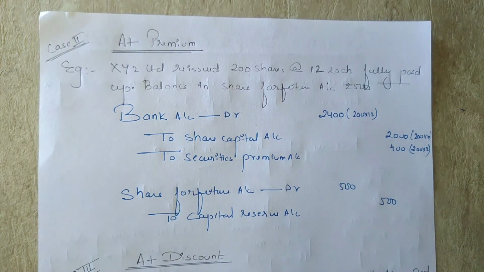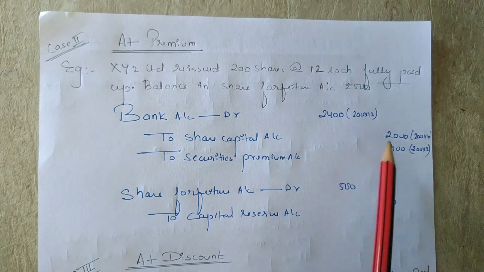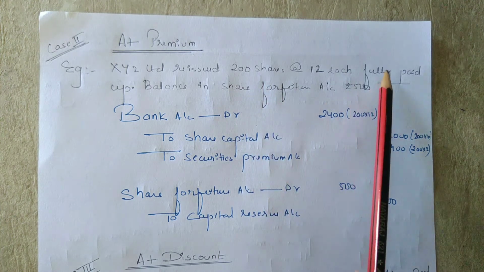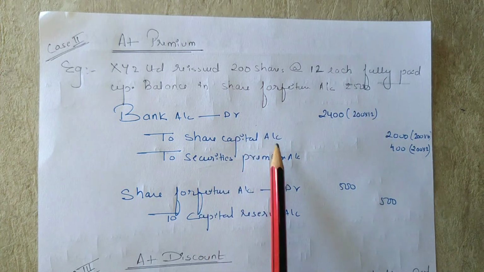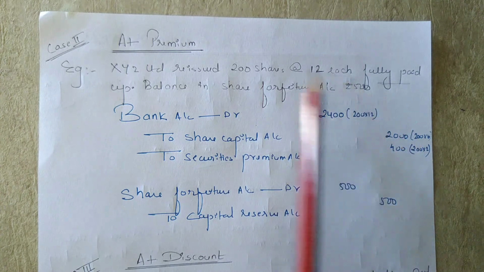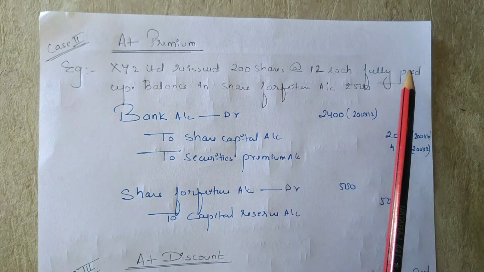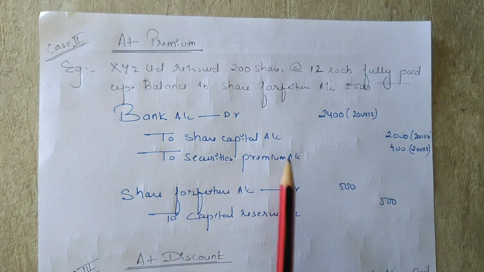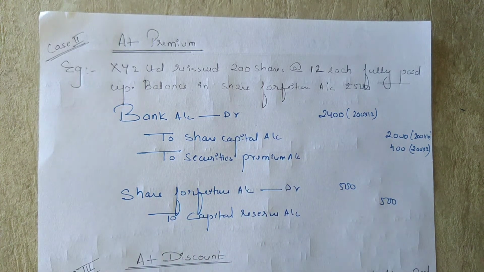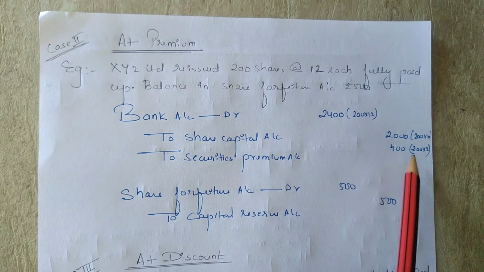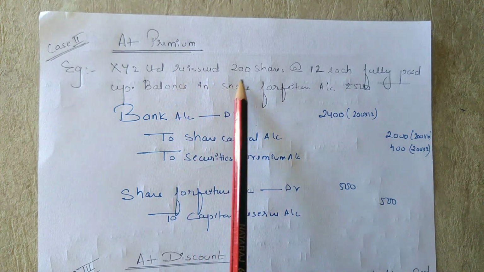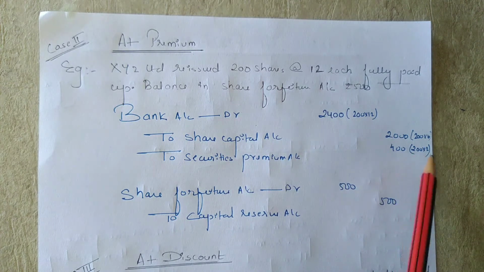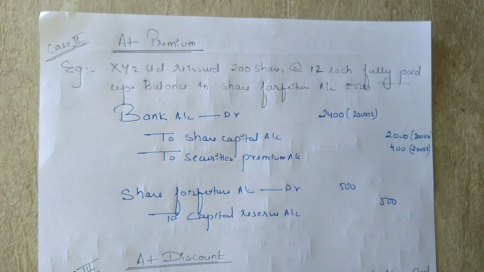To share capital account, number of reissue shares is 200 and the paid up value is 10. So the share capital account will be credited with the amount 200 into 10, fully paid up capital, that is 2000. To securities premium account, it will be credited with the amount 400, as reissue shares are 200 and the premium amount is 2. So 200 into 2, that is 400.